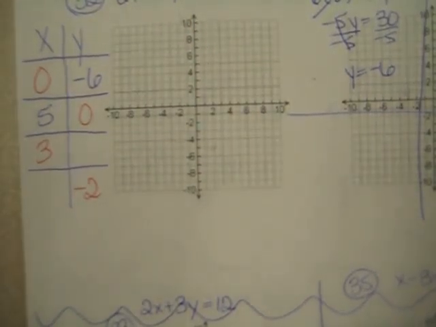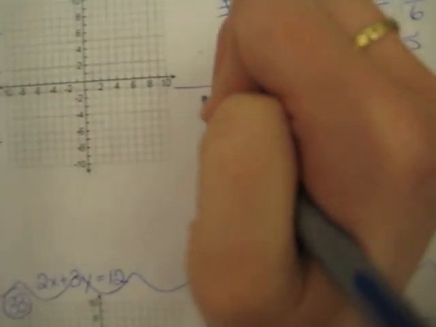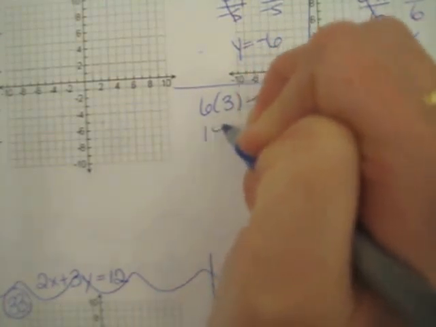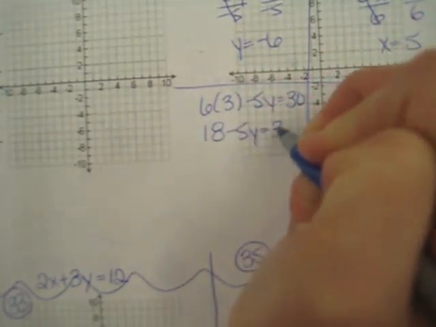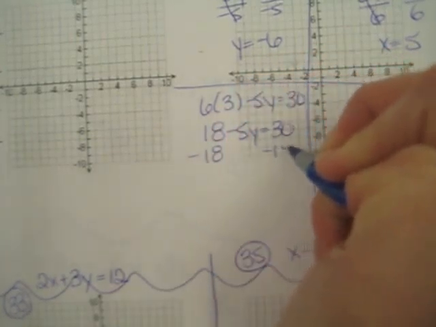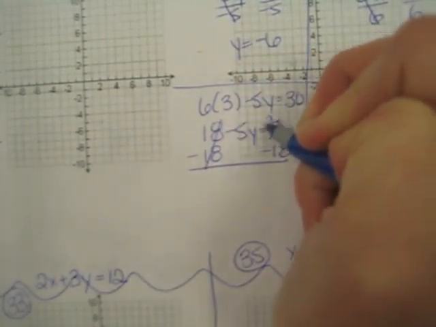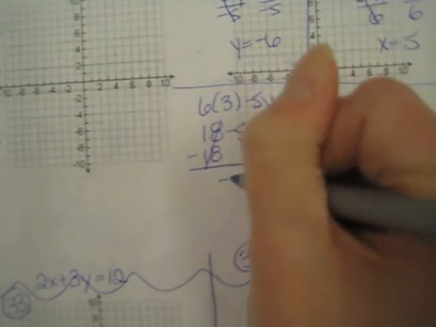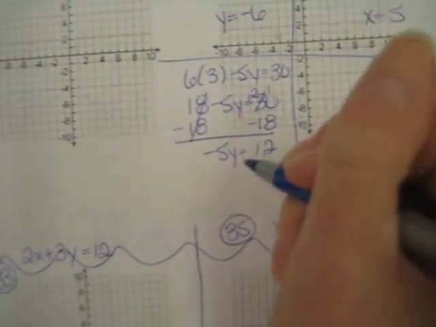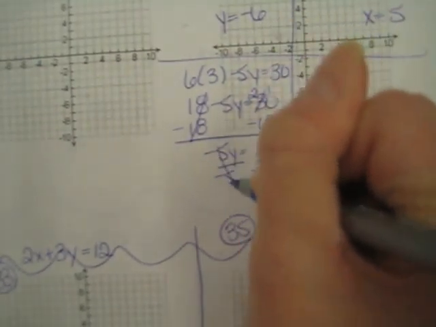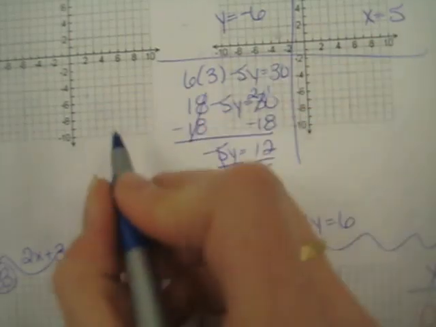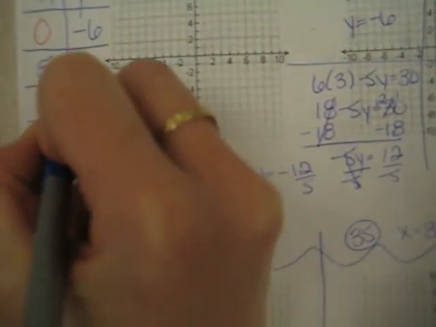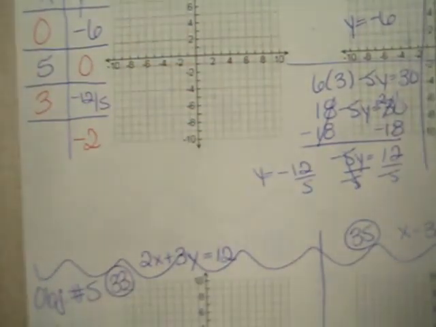Okay, our third one is x equals 3. 6 times 3 minus 5y equals 30. So 18 minus 5y equals 30. Subtract 18 on both sides. I get 12. So negative 5y equals 12. Divide everything by negative 5. And I get y equals negative 12 fifths. So again, don't worry about the fraction. Let's just put it in our xy table.